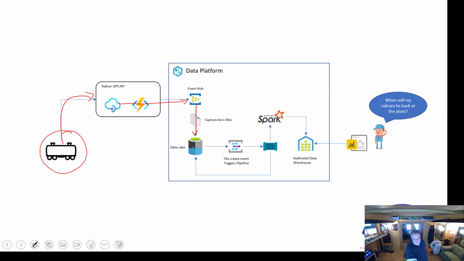I guess one thing, in this example we're talking thousands of messages. We're not talking millions, but Event Hub can scale to ingest millions of messages without too many problems.